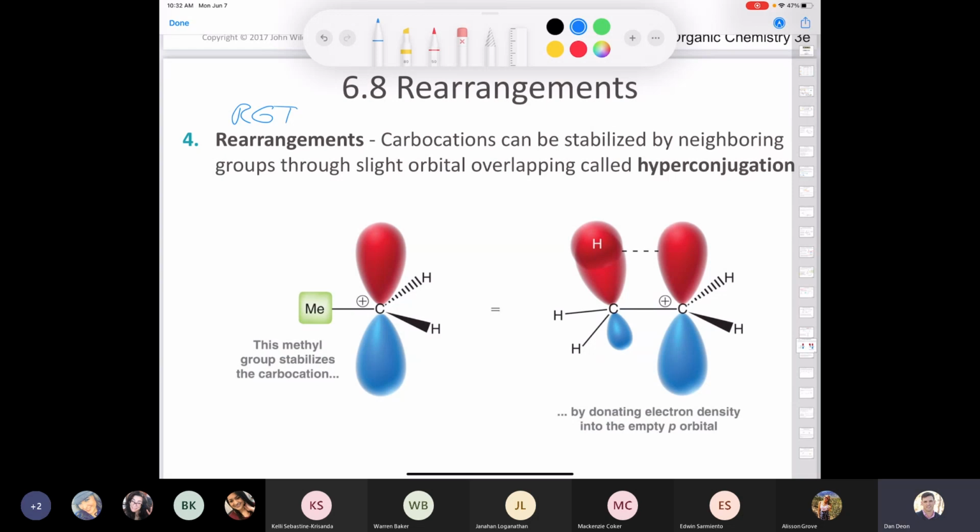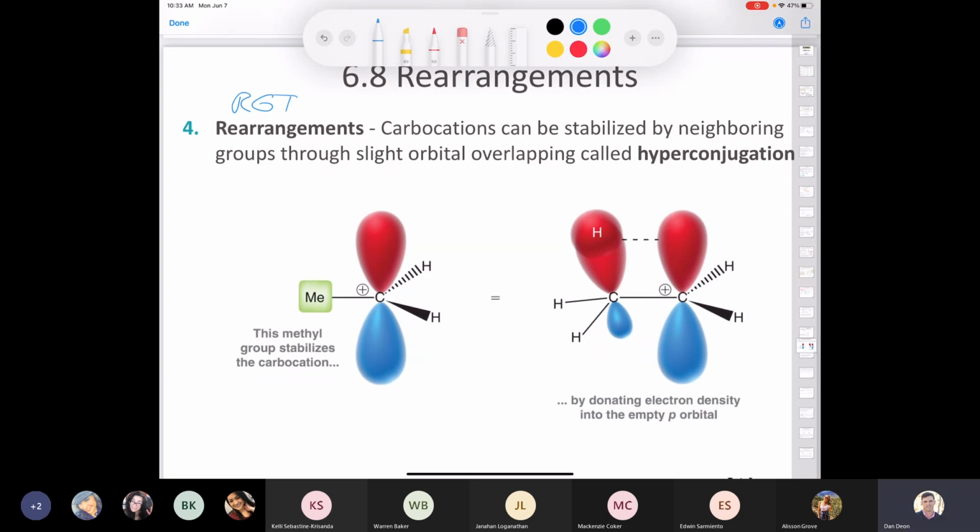Oh, maybe I didn't talk about carbocation stability. Sorry, I might be getting ahead of myself. But the bottom line is this. If you have a carbocation, you see here we have protons, and here we have a methyl, which counts as an R group. The more R groups that you have surrounding your carbocation, the more stable it is.